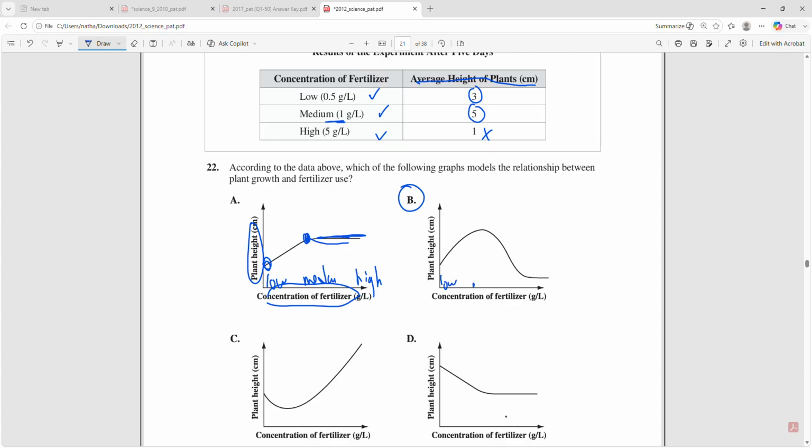Here's our low, our medium, and our high. At a low amount, it grows only a certain amount. At a medium amount, it grows better, but then at a high amount, it's too much and the plant does not do well. Okay, so B is much better. Again, this one starts okay at low. At medium, it's saying it's dropping, which is not the case. And at high, it's saying it's getting even better, which is also not the case. And yeah, we could go through the same reasoning for these ones, but B is the correct answer.